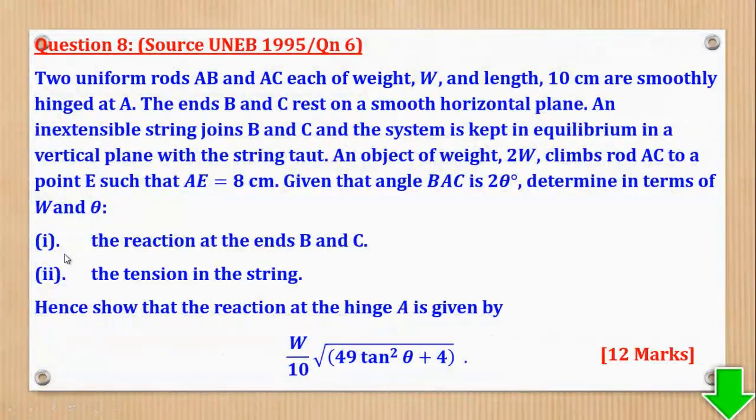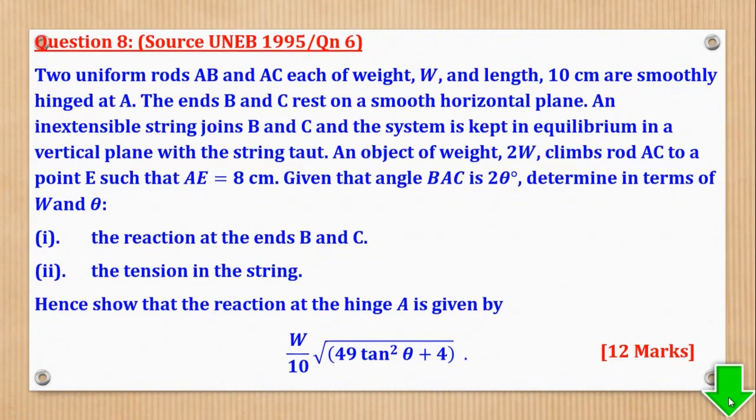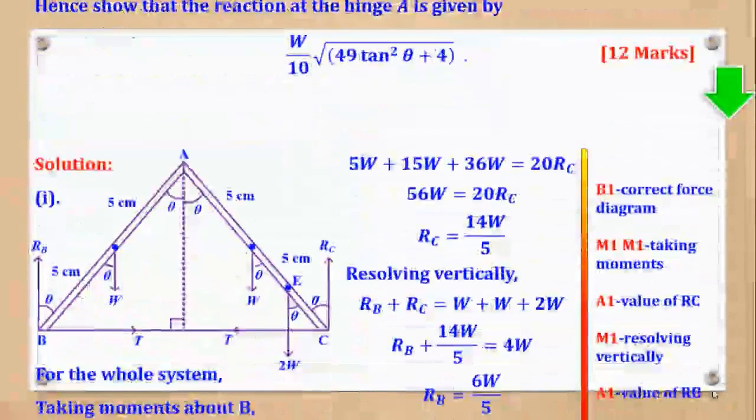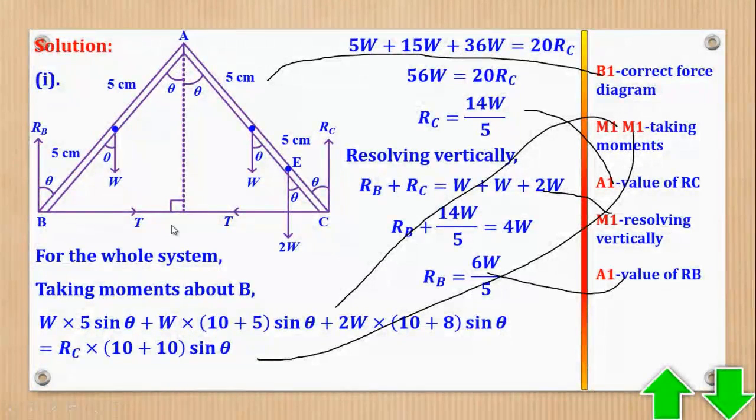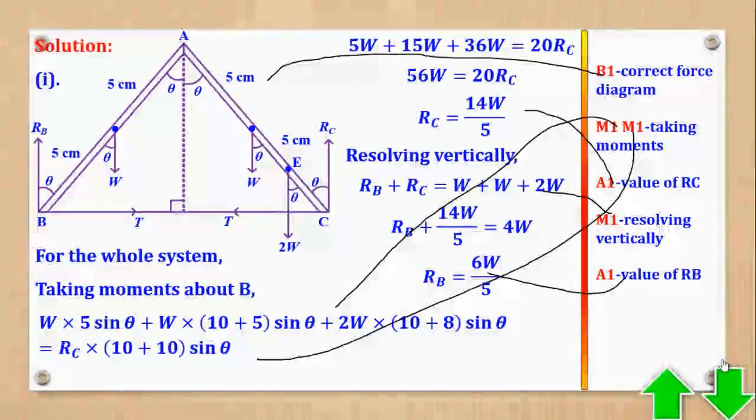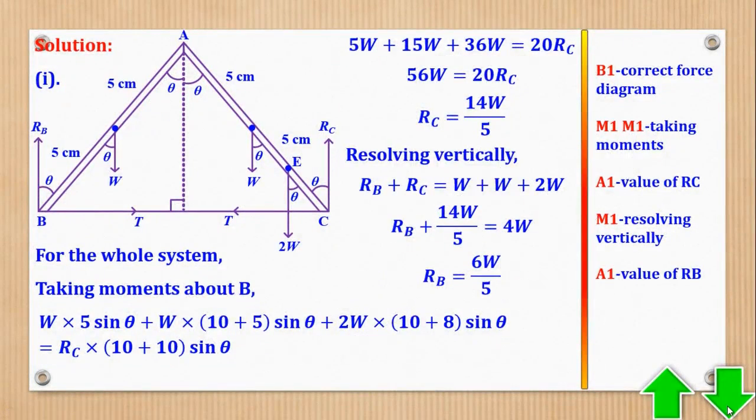So that was the part of Roman 1, reaction at ends B and C. Now we shall go to tension in the string, and lastly the hinged part, which is reaction at the hinge. So when they ask for tension in the string, we have to split these two rods so that we can easily show these tensions differently and also this reaction differently. So let's see how that is done.